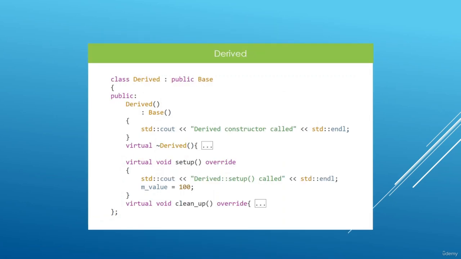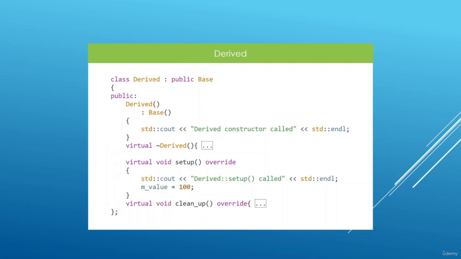We can derive from this class and create our derived class. We're going to inherit publicly, and we are going to override the methods we have in the base class. We're going to override the setup method. As you see here, we're going to override the cleanup method, and our destructor is also going to be virtual because we are good C++ citizens, and this is the setup we have.